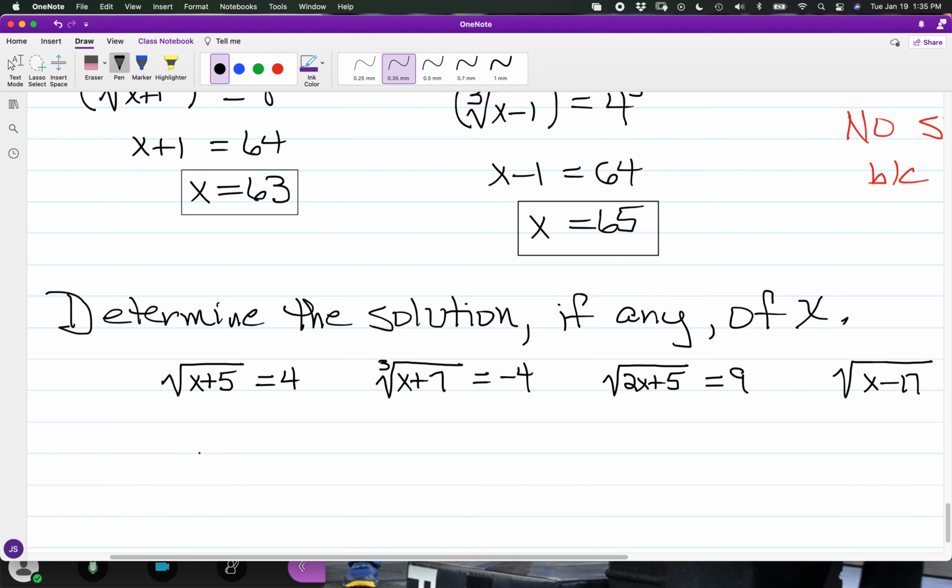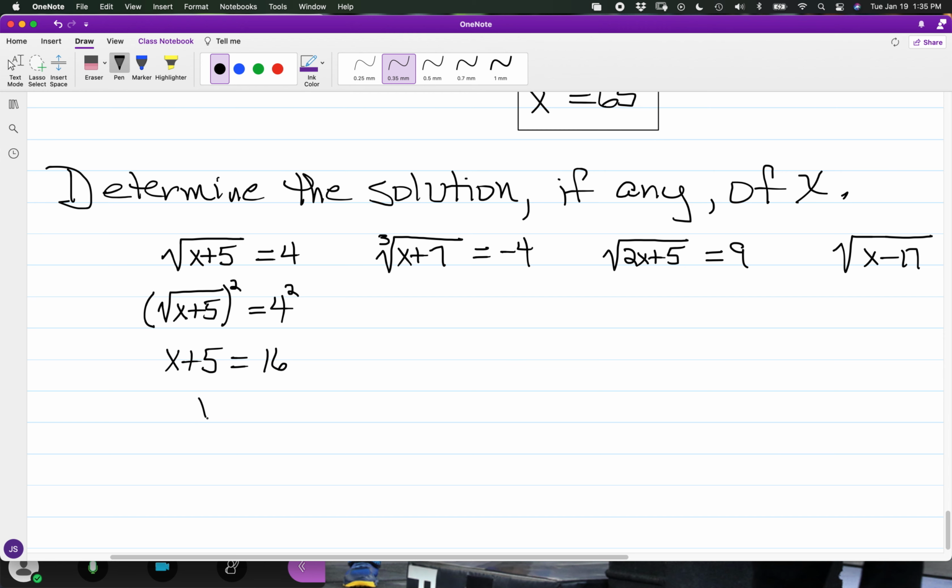Okay, so if I look at squaring both sides, the square root of x plus 5 squared, again, the exponent and the radical take care of each other. And we have x plus 5 is equal to 4 squared, which is 16. And so for the solution in x, this will be 11. And you can check, 11 plus 5 is 16. Square root of 16 comes out to 4.